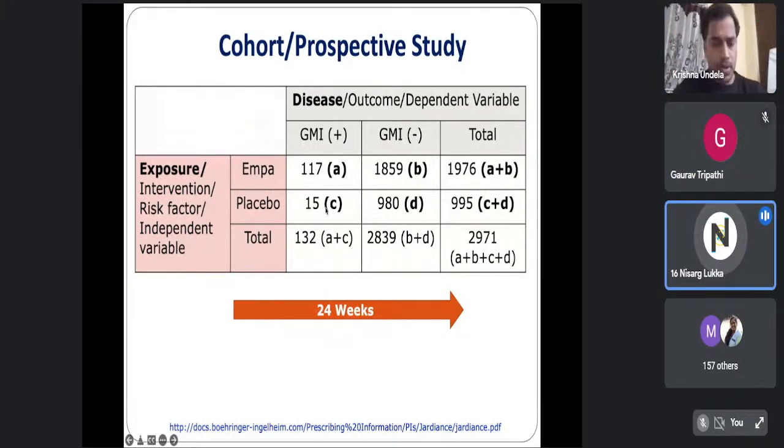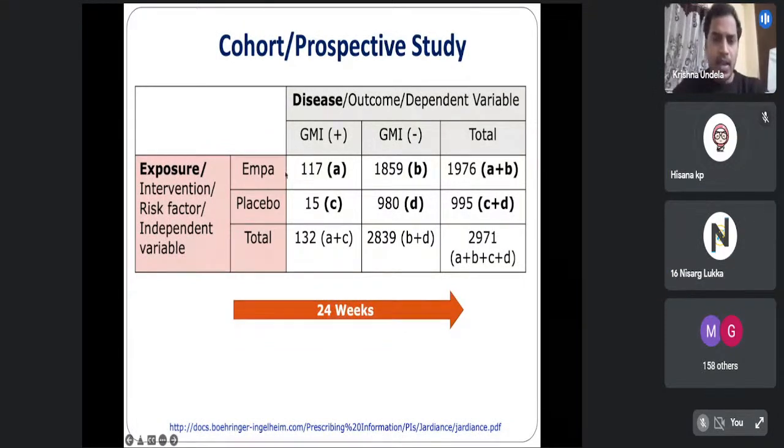5% and 1.5%, 5:1. Exactly how much? 5 only, or any digits? 5.92.